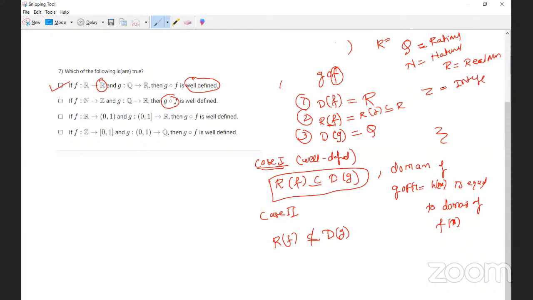Now see, this Q is the rational numbers. This condition requires the range of f, which is a subset of R, to be within the domain Q. For option one, the range of f is a subset of R and the domain of g is Q. Can it be a subset of the rational numbers? This belongs to the real numbers, so it cannot be possible. So the first option is not correct.